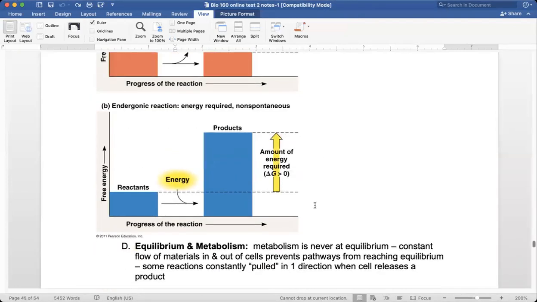With an endergonic reaction, this is not spontaneous. You've got the energy of the reactants down here and the energy of the products way over here. You've got to put energy in to get these products up here. It doesn't just happen by itself. This is the energy that has to be put in. It would be a positive delta G.